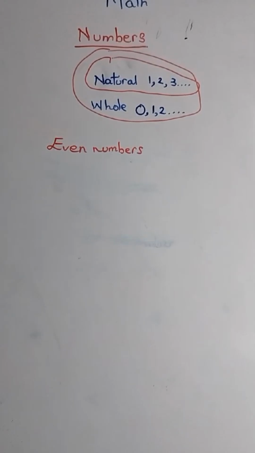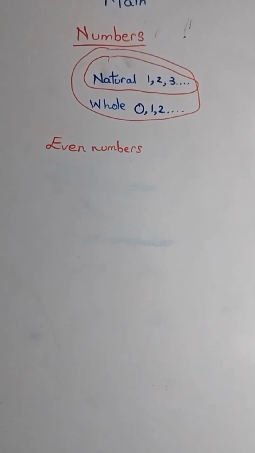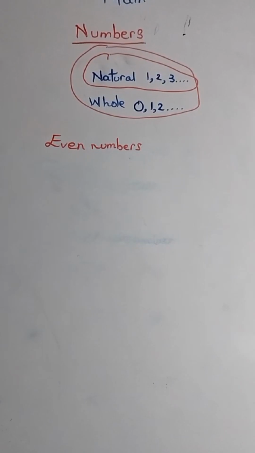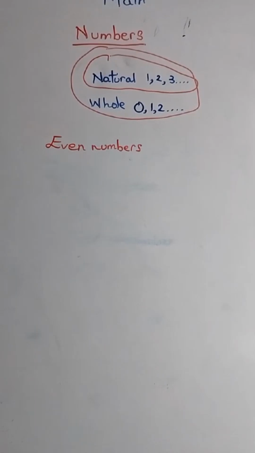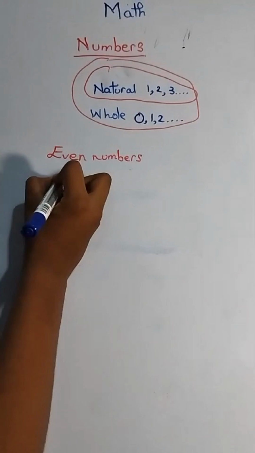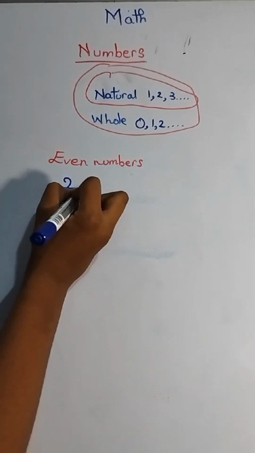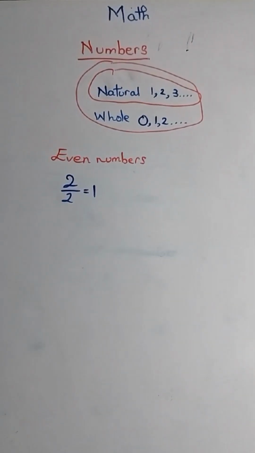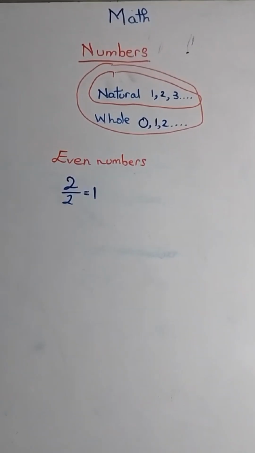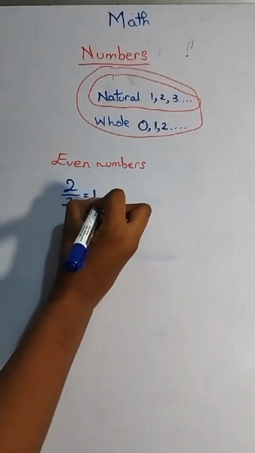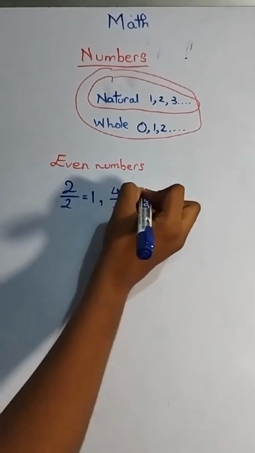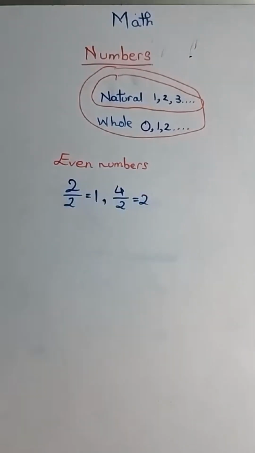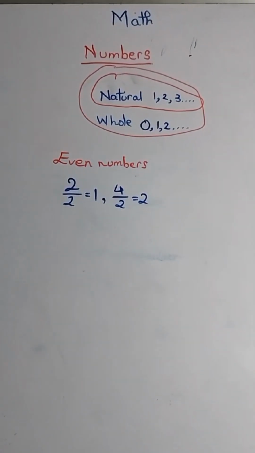Another topic we will be covering is even numbers and odd numbers. Even numbers will be covered first, and after that we will take up odd numbers. Even numbers are all the numbers which are divisible by 2. For example, 2 divided by 2 equals 1. If you see, the answer is a whole number. Therefore, it is an even number. Another example could be 4, which would be 4 divided by 2 equals 2. And as you can see, the answer is again a whole number.